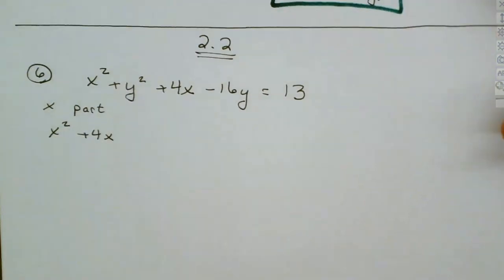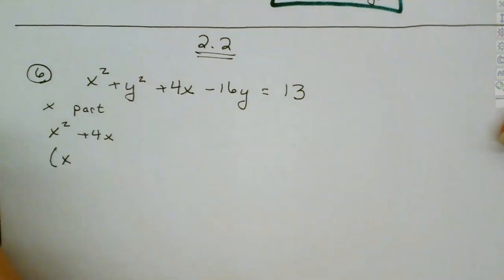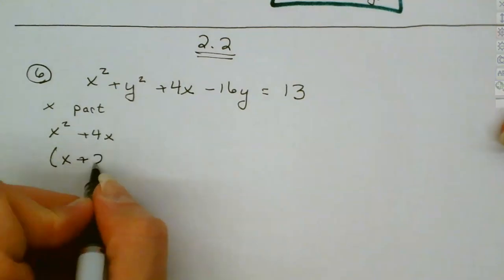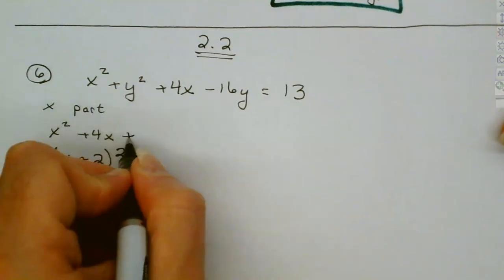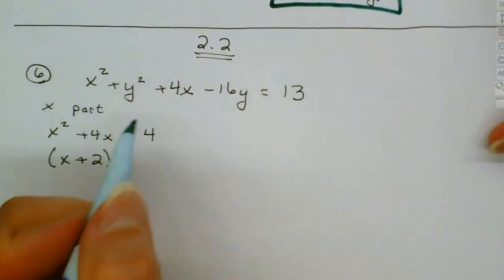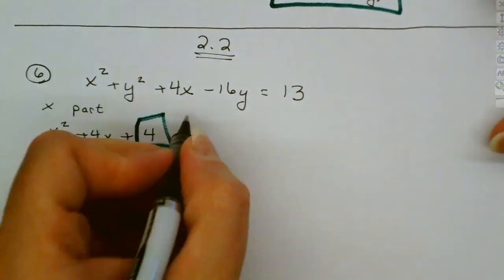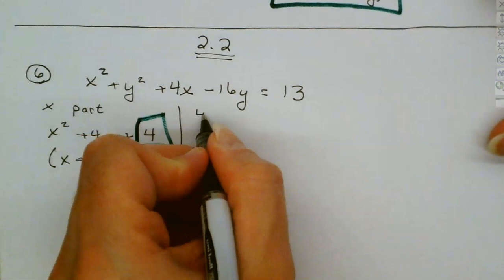And remember, what do we do? Half square. So that's going to come down to be x, and half of 4 is a 2, and 2 squared is a 4. Box it so you don't lose it. The y part, we do the similar process.